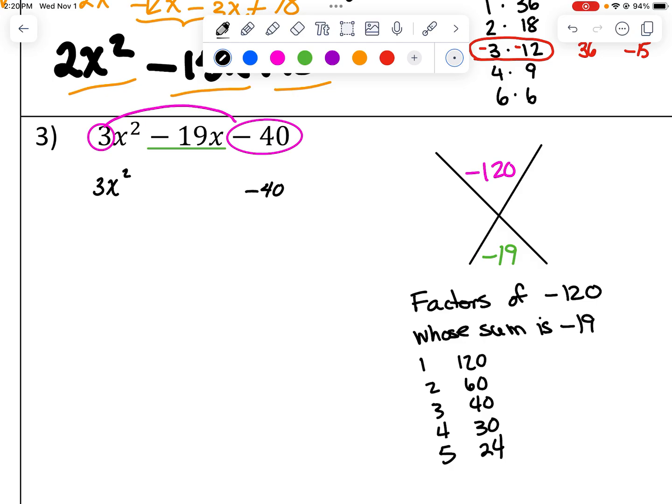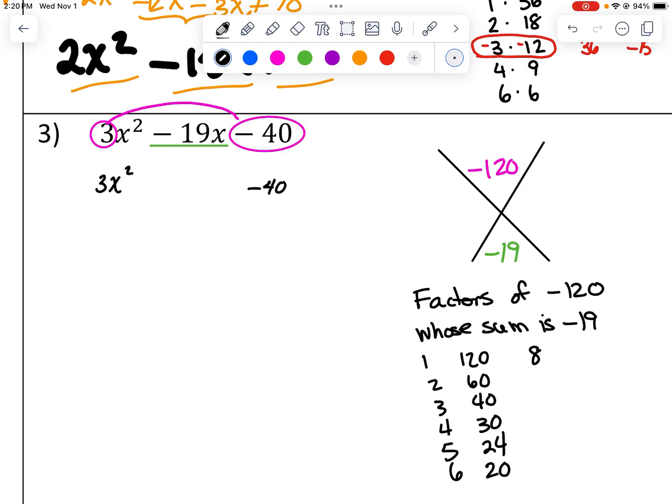24, that's 6 and 20, 7 doesn't go, 8 goes because 4 and 2 go, so 8 goes 15 times, 9, I think 9 will go, 9 doesn't go, 120 divided by 9, nope, that doesn't work, 10 goes 12 times, and 11 doesn't go. So those are our factors, and we want their difference to be 19.